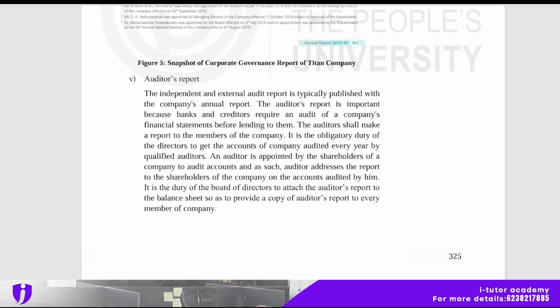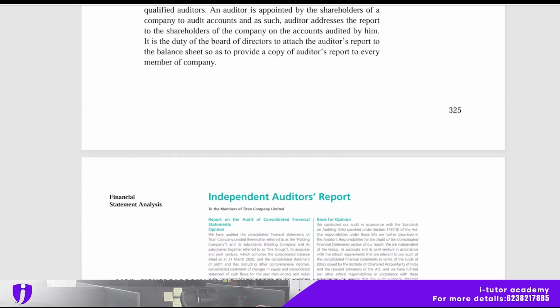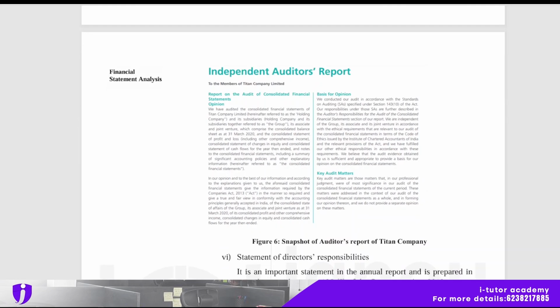The auditors shall make a report to the members of the company. It is the obligatory duty of the directors to get the accounts of the company audited every year by qualified auditors. And the independent auditor's report, here also a snapshot is there.